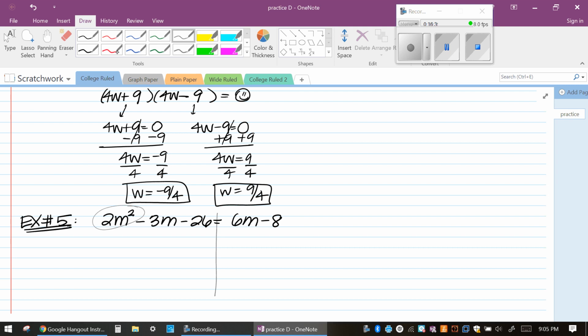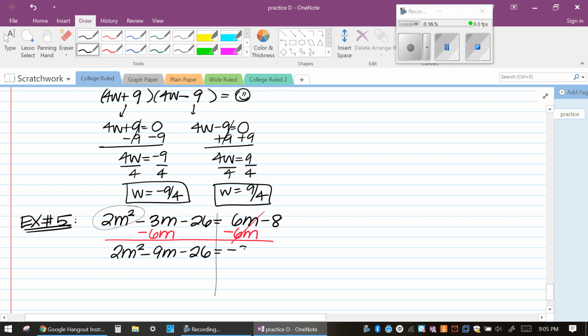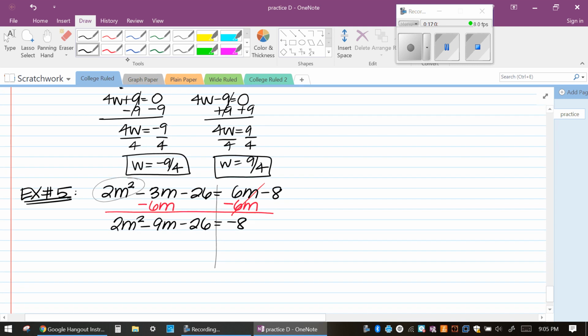That means I want to cancel things that are on the right side. Remember, you have to use opposite signs. So if I want to cancel 6m, I have to subtract 6m. That's the only way to get 0. Again, you cannot solve by factoring until you have 0 on one side of the equation. We already decided we're going to collect things on the left side, so I have to keep going.